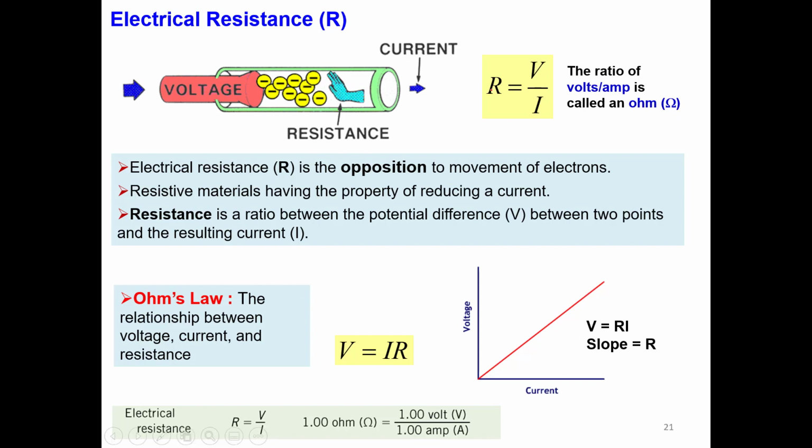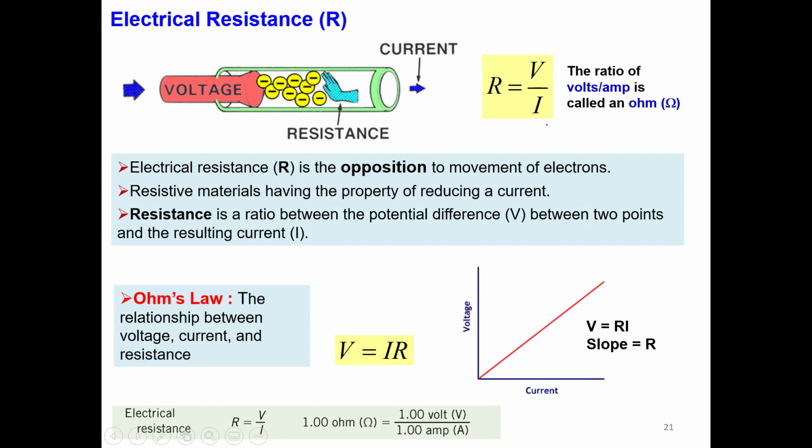This is why the relation between resistance and current is an inverse relation. If we keep the voltage constant, the relation between resistance and current is inverse. We have this equation: we can define the resistance as the ratio between voltage and current. This is why we define the resistance as the ratio between the potential difference, or voltage, between 2 points and the resulting current.